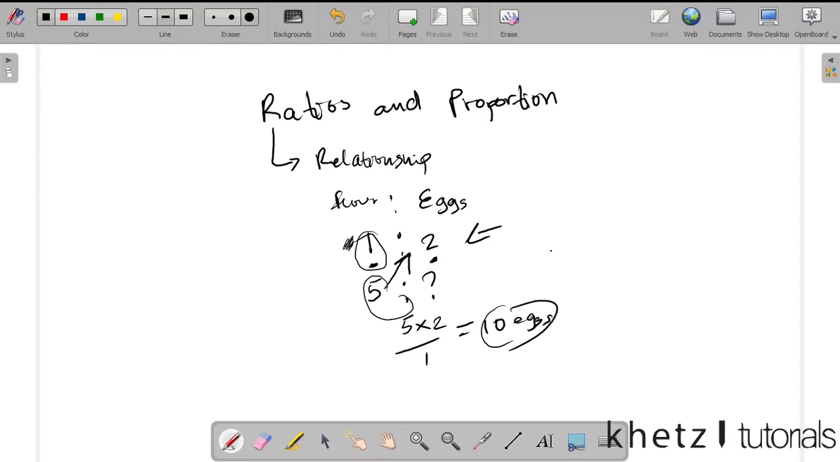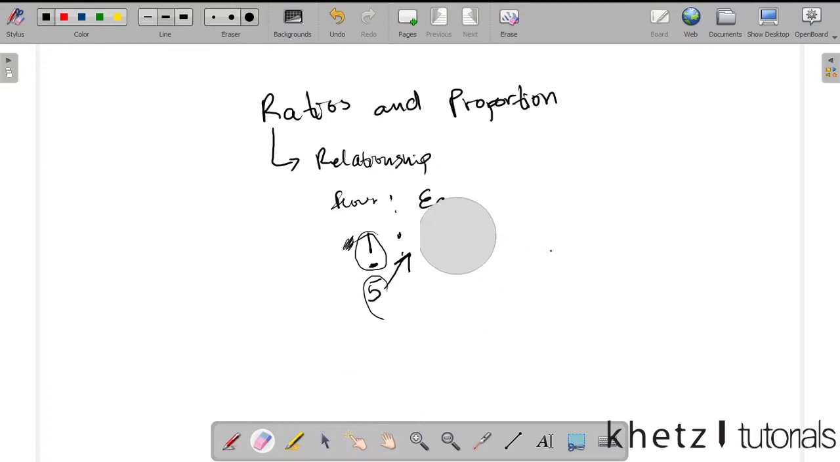And that is what this relationship means, and that is how you apply your ratios. So a ratio is a relationship between two or more things, and the change in one of the things affects the change in the other.